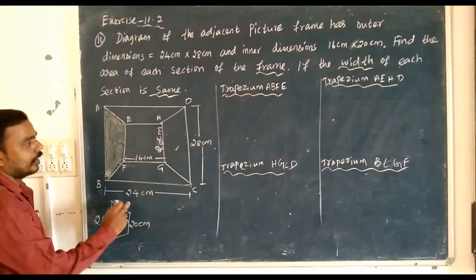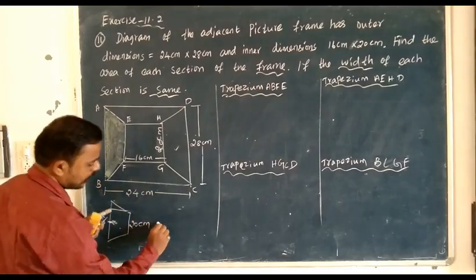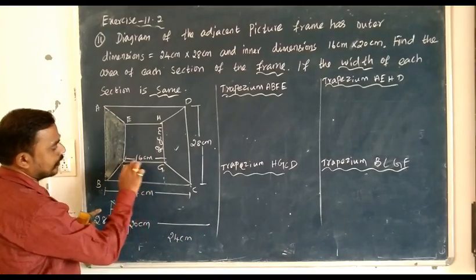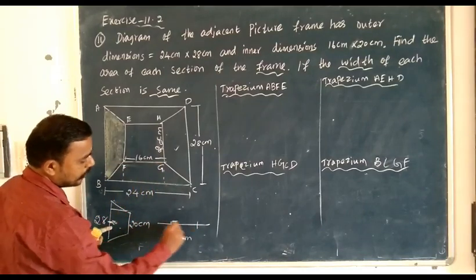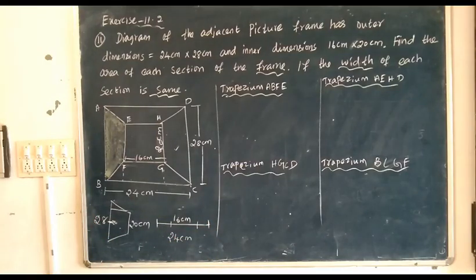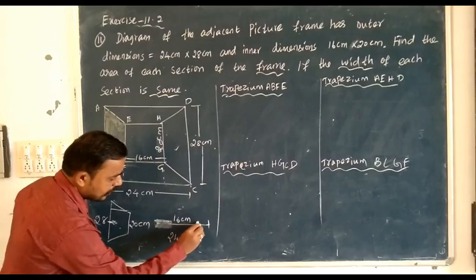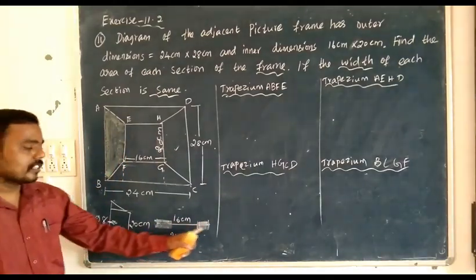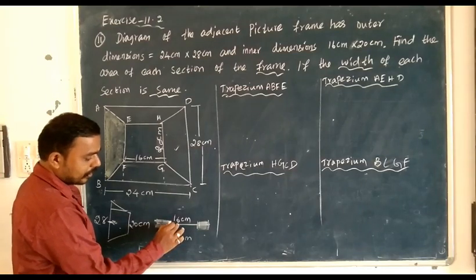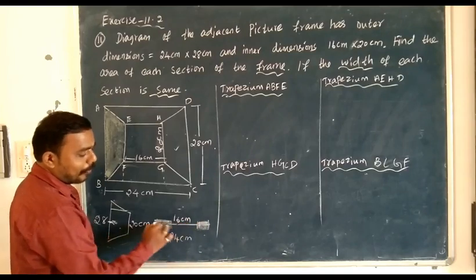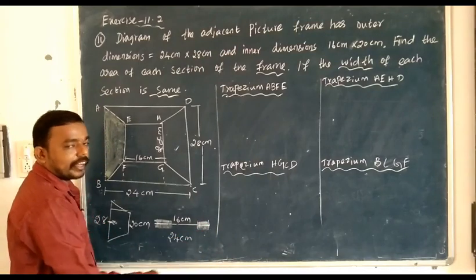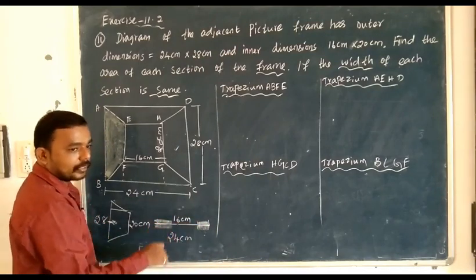So for that, here the total distance is 24, suppose this one is 24 centimeter. And this one is 16 centimeter. Now we need this distance. How to find this distance? Actually, 24 minus 16 is 8. We need to divide 8 into two parts. Together, the answer is 8 centimeter. So the combined form is 8 centimeter.